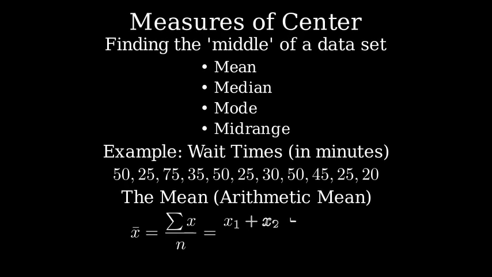The mean is calculated by adding all the data values and dividing by the number of values. It's the most common measure of center, but people often imprecisely call it the average. Let's calculate the mean of our wait time data.